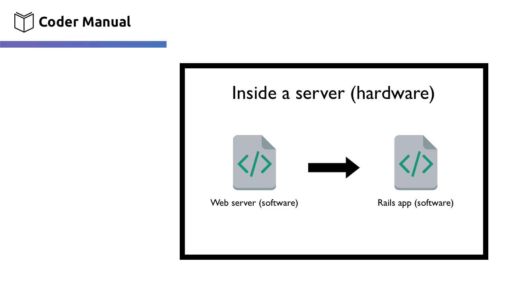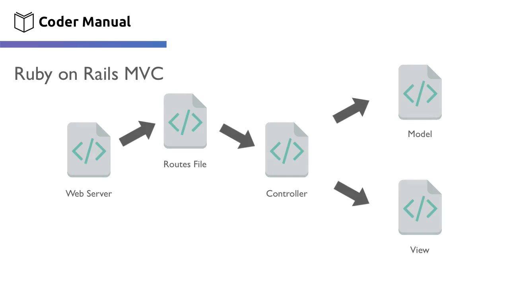In terms of Ruby on Rails, here's how it works. If you look at this diagram, this is how a lot of people like to represent a Ruby on Rails app. We call this the MVC architecture, and that stands for Model View Controller. So let's use Twitter as an example.